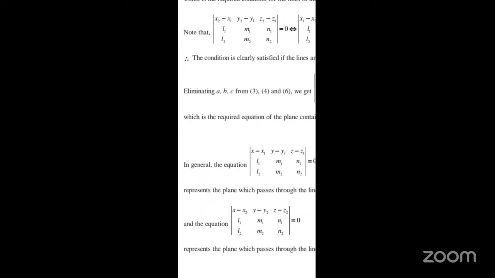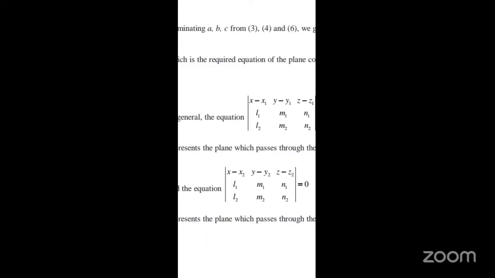And from the second line equation, how do we get the plane equation? The determinant with rows x minus x2, y minus y2, z minus z2, then L1, M1, N1, and L2, M2, N2, equals 0. This represents the plane which passes through the first line and is parallel to the second line. Okay.